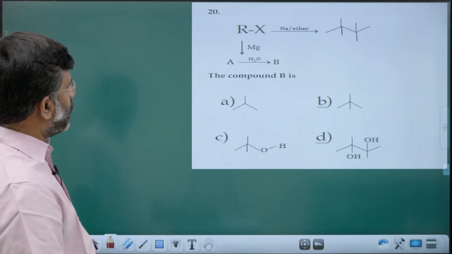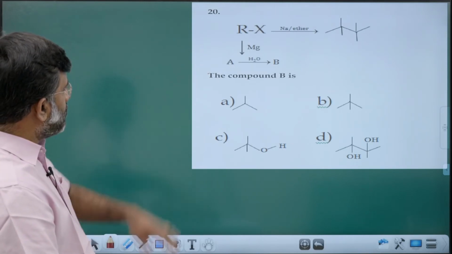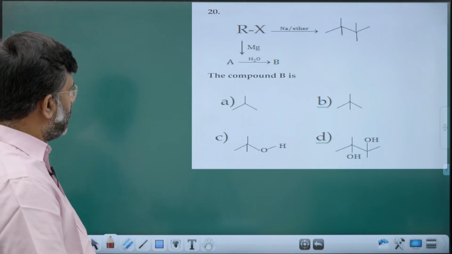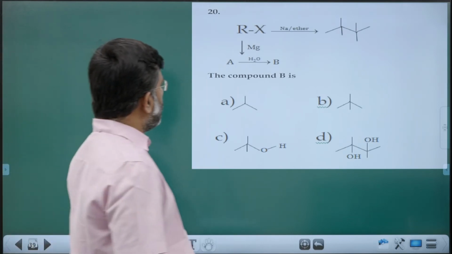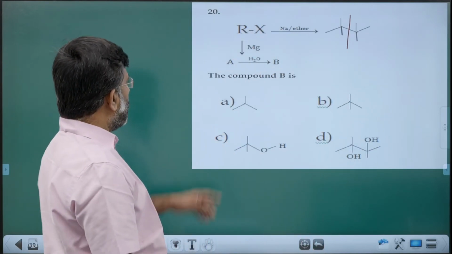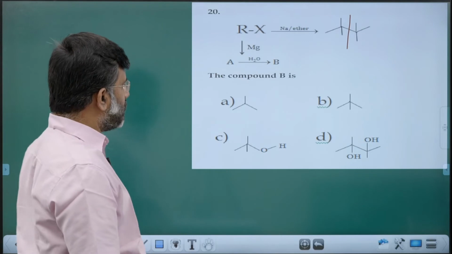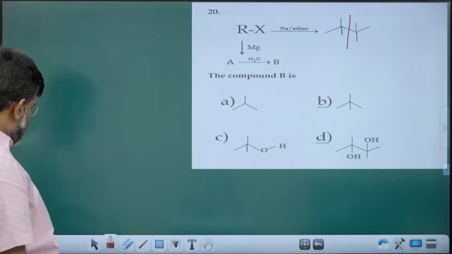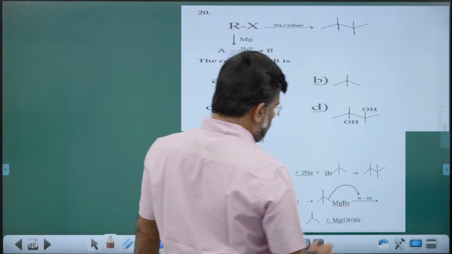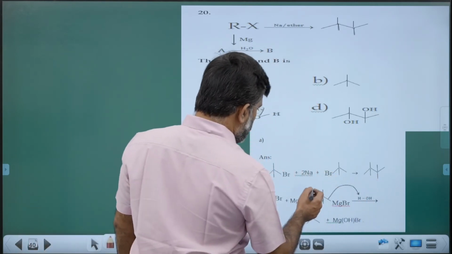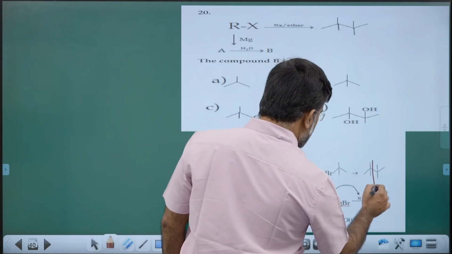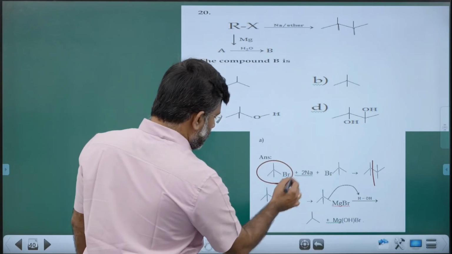RX with metallic sodium in ether, you get that, and RX with magnesium and then hydrolysis, you get B. What is B? That is the question. You see, upon breaking here, you can understand what R is. By understanding R, you can understand what the product is. Looking at this molecule, we were able to understand the reactant molecule is like this. Just break over here and you are able to understand this is RX.